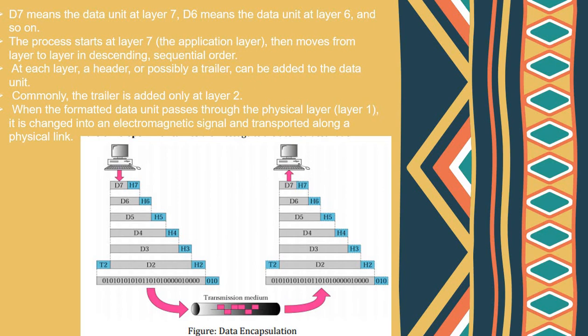This is the sequential order for that. At each layer, a header and possibly a trailer can be added to the data unit. Commonly, a trailer is added only at layer 2, at the last position. When the formatted data unit passes through the physical layer, that is my first layer, it changes into an electromagnetic signal and is transported along the physical link.